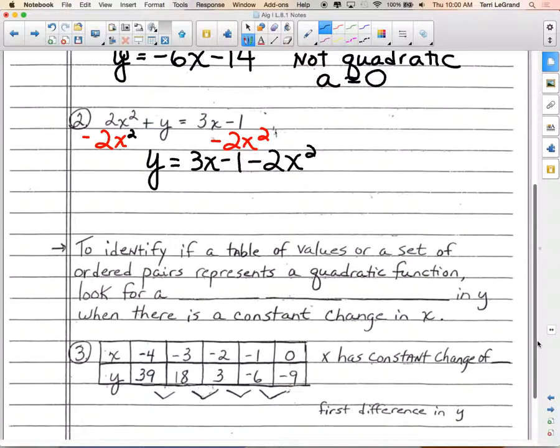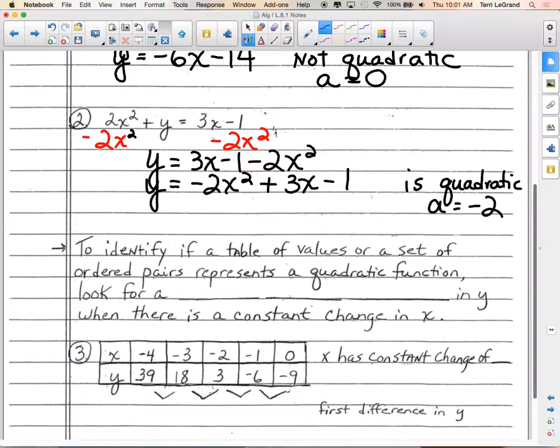So now we'll put it in standard form. What would be first? Negative 2x squared, followed by 3x. What am I going to do with that 3x? Add it, because it's a positive. And then followed by subtract 1. Is this quadratic? What does a equal? Negative 2. A equals negative 2.